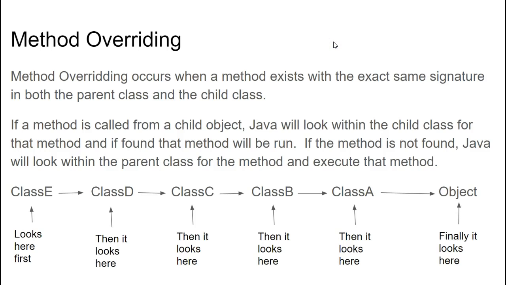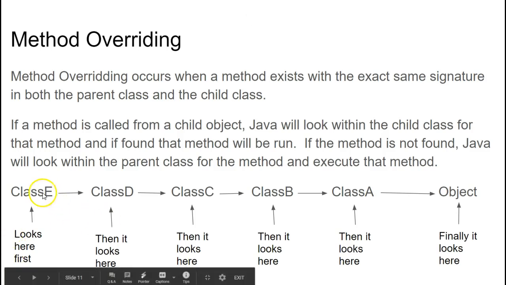Method overriding. Method overriding occurs when a method exists with the exact same signature in both the parent class and the child class. If a method is called from a child object, Java will look within the child class for that method. If it finds it, that method will be run within the child class. If that method is not found, Java will look up into the parent class for that method and it'll execute that method. So here's an example of a child-parent relationship.